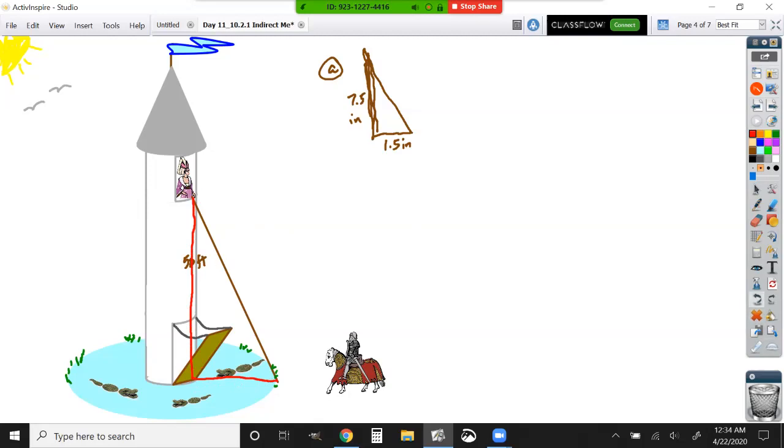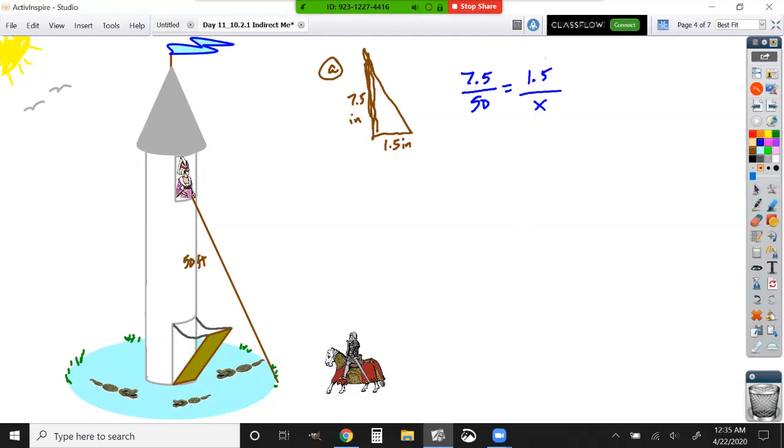So keeping those two pieces in mind, for part A, let's use a proportion to solve for the missing distance across the water. 7.5 is to 50, as 1.5 is to, and we'll call the distance across there X. So I'm looking for the distance right across there.